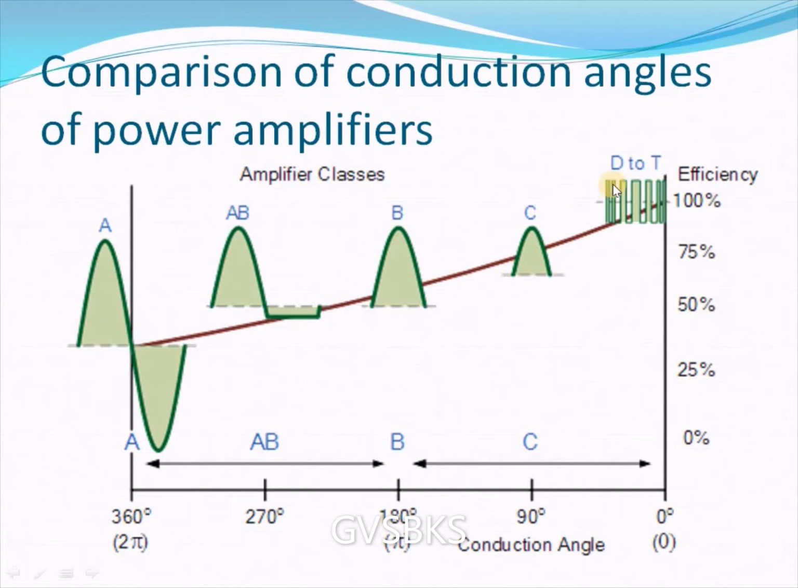Let us go to the class D and class S types. Here the entire output is getting reproduced at the output, but the output will not be in the form of a sinusoidal signal. The output will be in the form of pulses. These pulse signals have to be converted back into a sinusoidal signal using some low pass filter or some tuned circuits. I hope you understood the comparison between all power amplifiers.